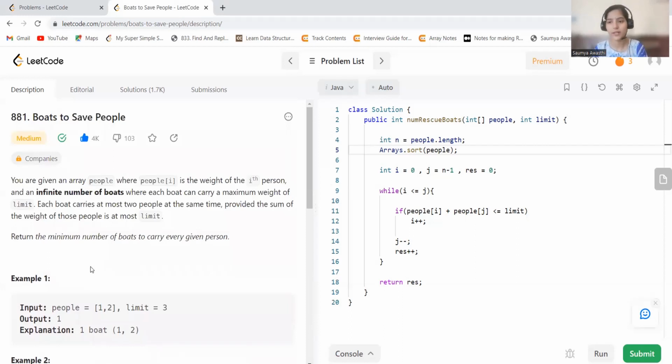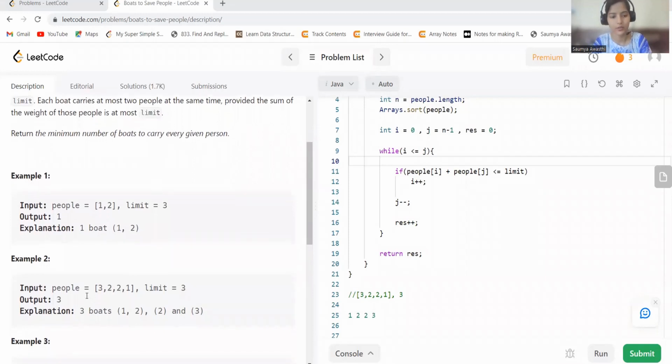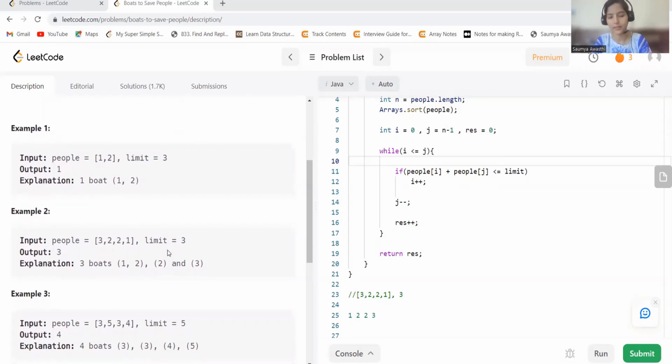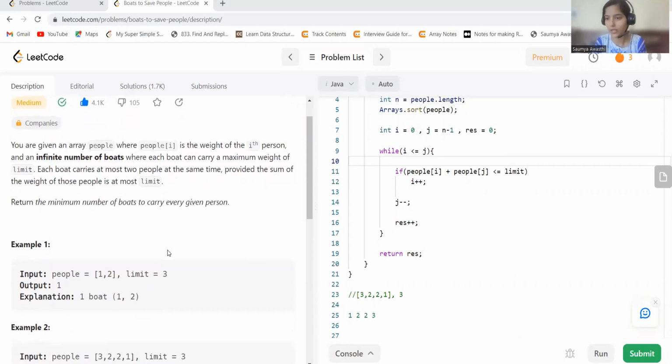Now I believe you must be getting the idea of how we can approach this particular problem. So let's take one example to understand it clearly. We have taken this example, which contains the people array 3, 2, 2, 1 and limit 3, right? When we are thinking about this problem, our objective is what? They have clearly specified that we have to return the minimum number of boats such that we carry every person. We are not leaving anyone.